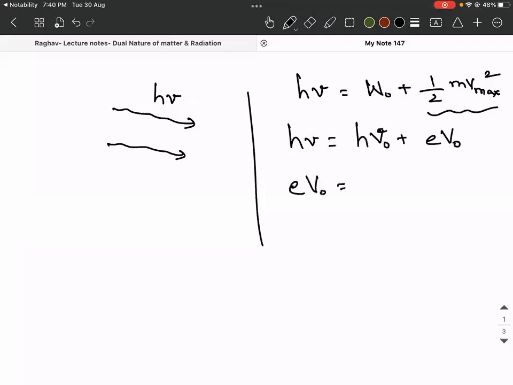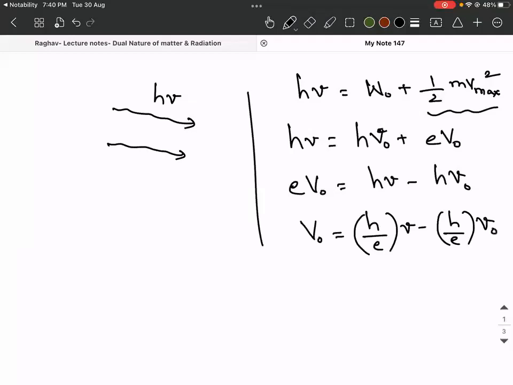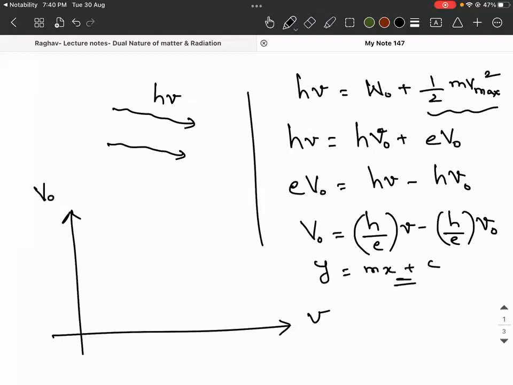So e into V naught will be equal to h nu minus h nu naught. So what is the value of V naught that I can write? h divided by e into nu minus h divided by e into nu naught. Can I do this? So what is the graph that you drew? The graph that we drew was showing the variation of V naught and nu. So if V naught is taken as y, is it not of the form y is equal to mx plus c?